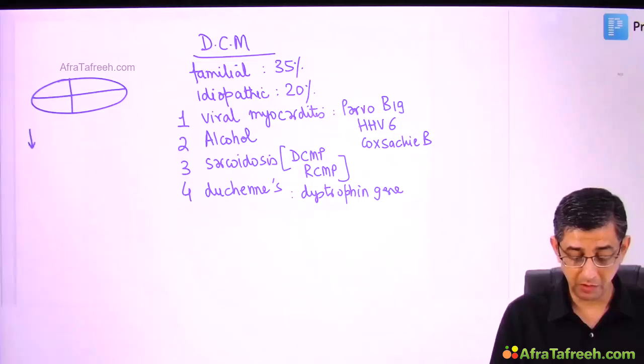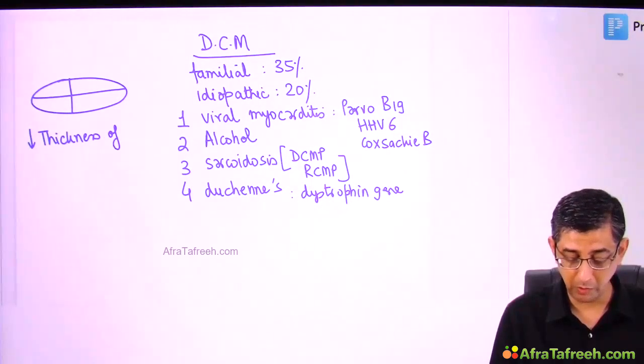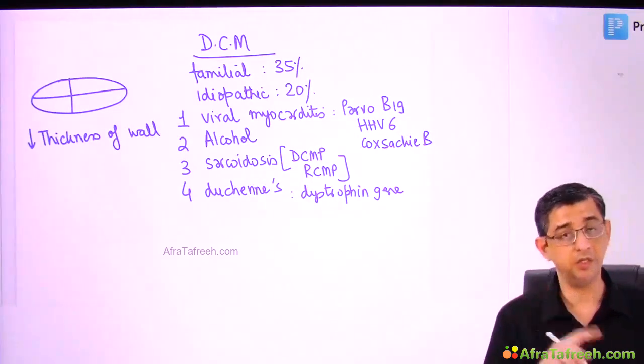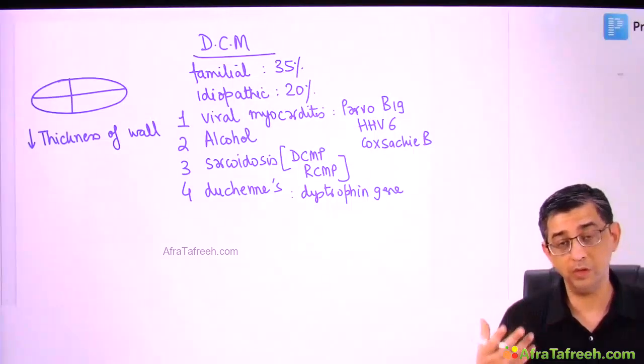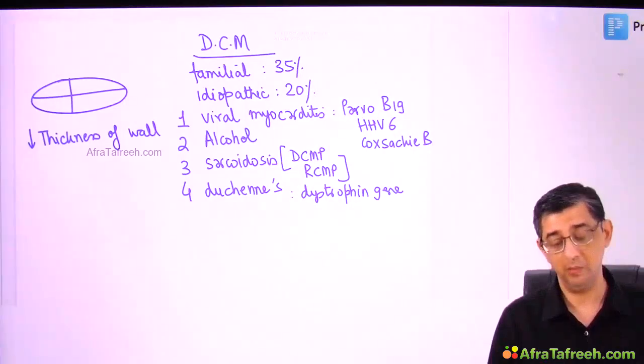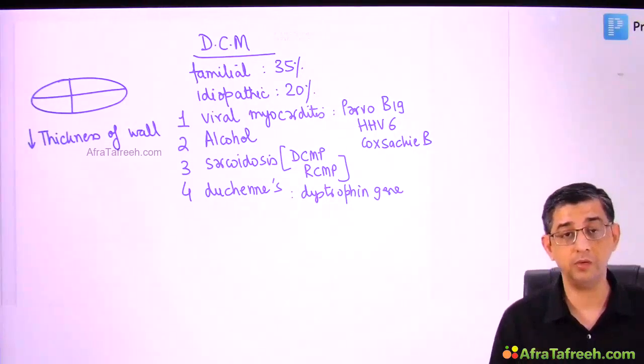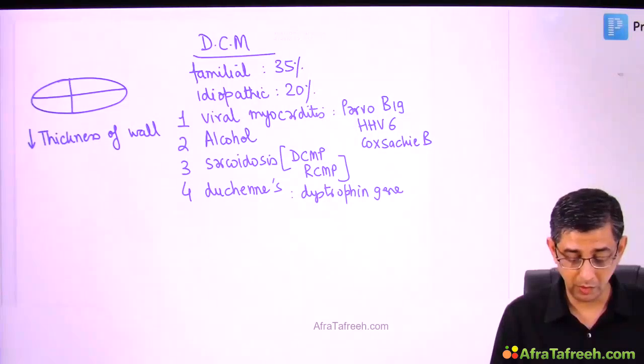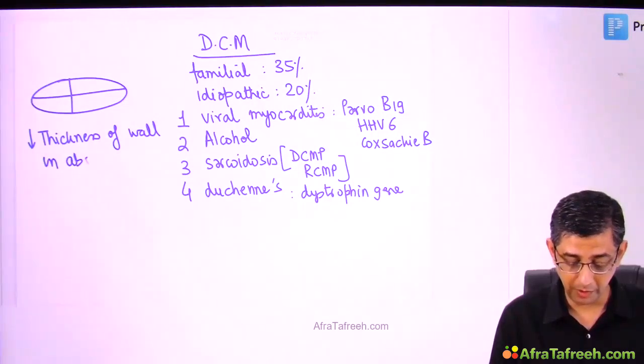In all the previous scenarios, I was talking about either an increase in the thickness of the walls or I was talking about normal thickness of the walls. Increased thickness for HCM. When I spoke about restrictive, it was normal thickness, but with obviously an intervening fibrosis. But at the moment, I'm highlighting that you need to demonstrate decrease in the thickness of the wall in the absence of other common etiologies.